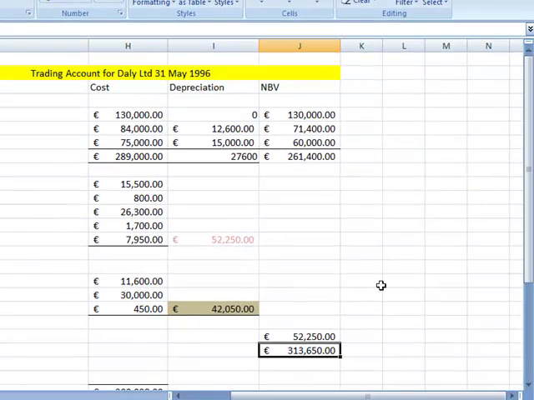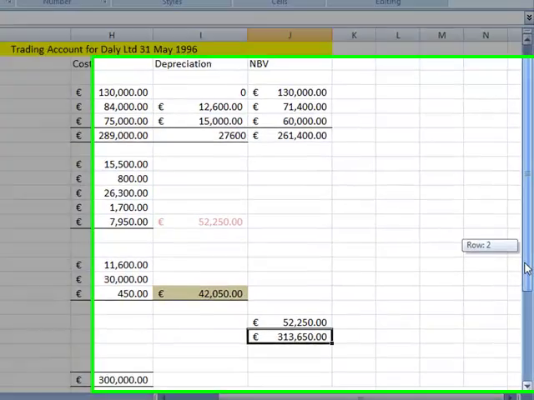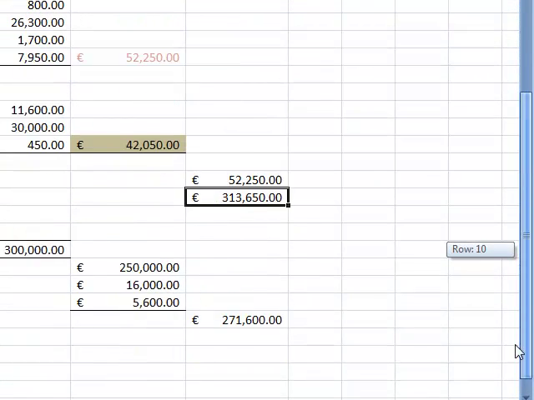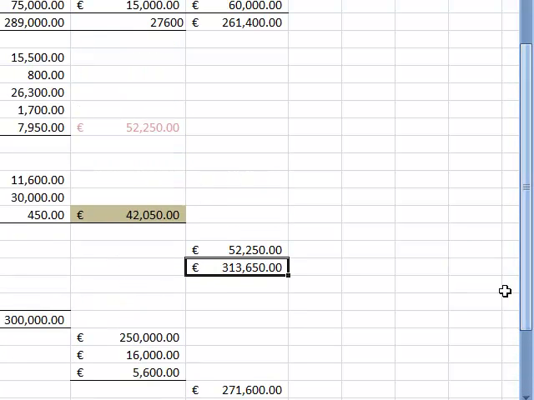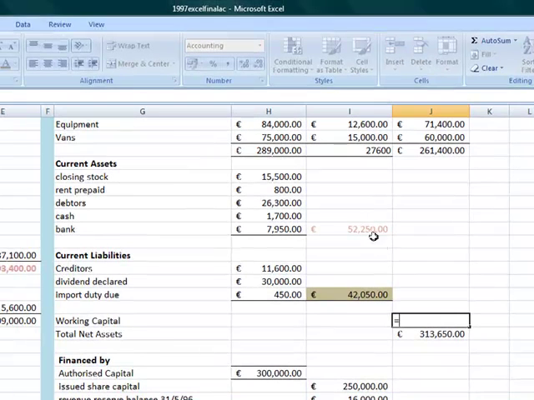Right. So we get 313. Okay, so that's what I did not want to get. It equals the bigger number minus the smaller number.